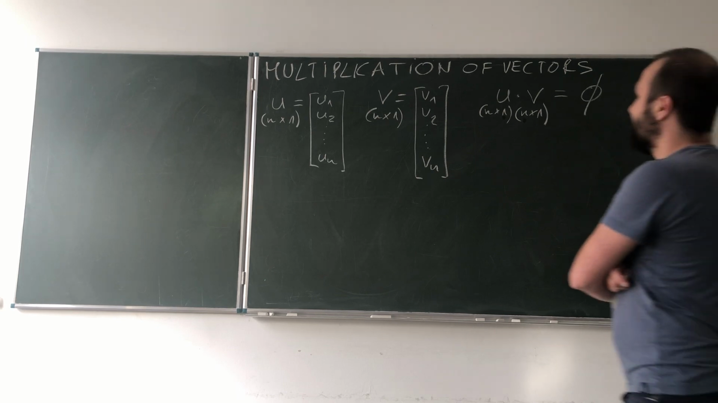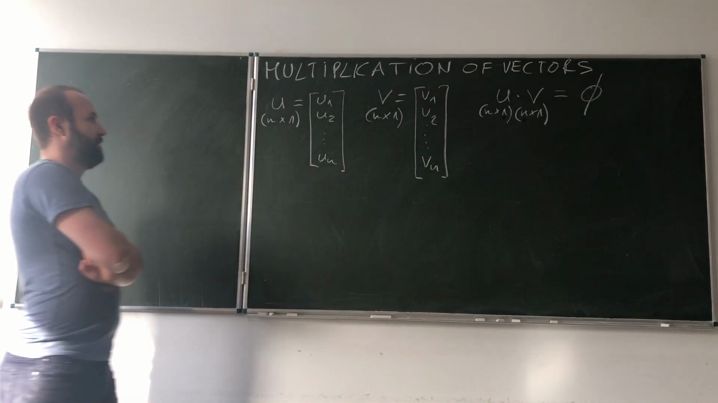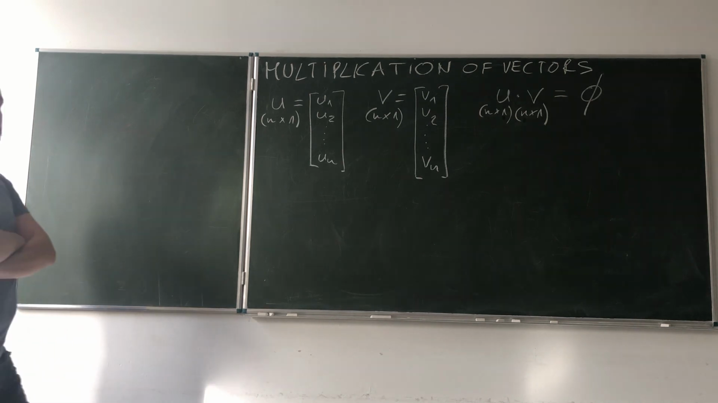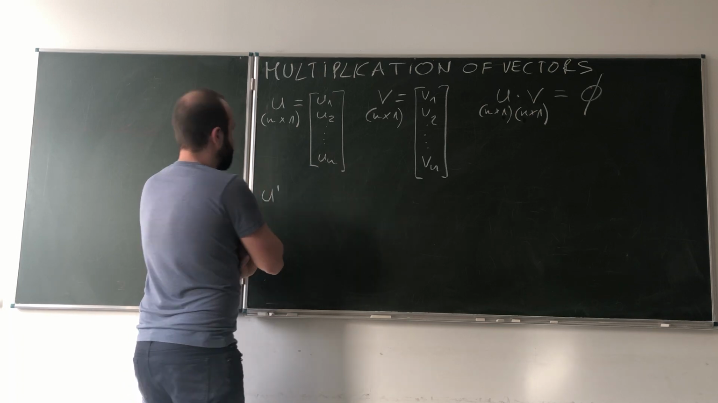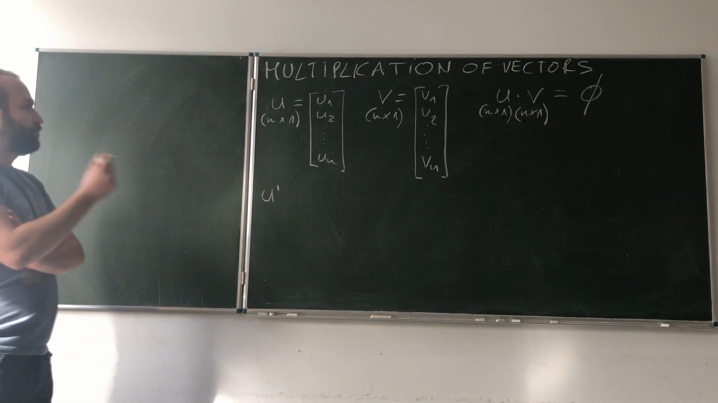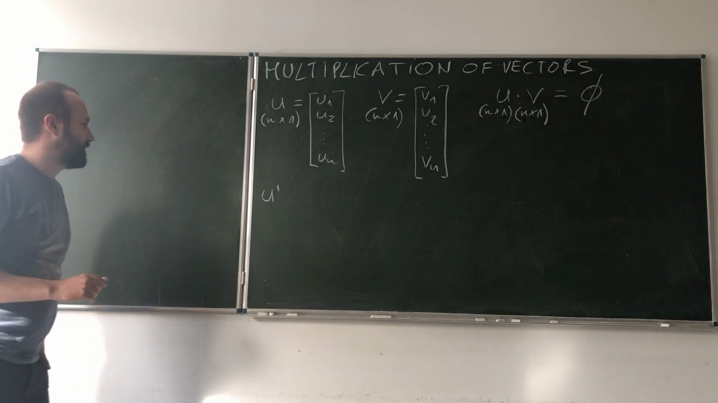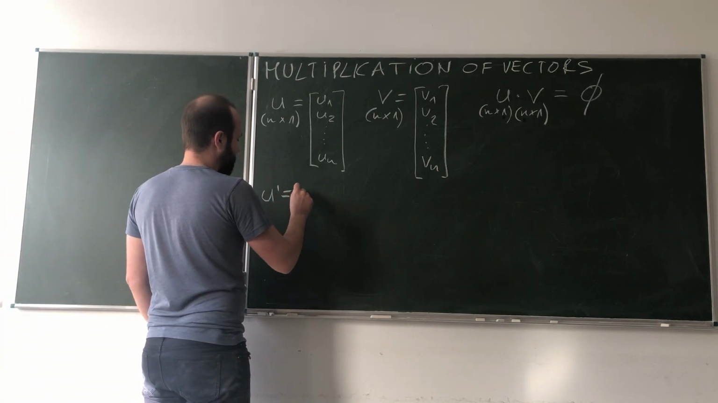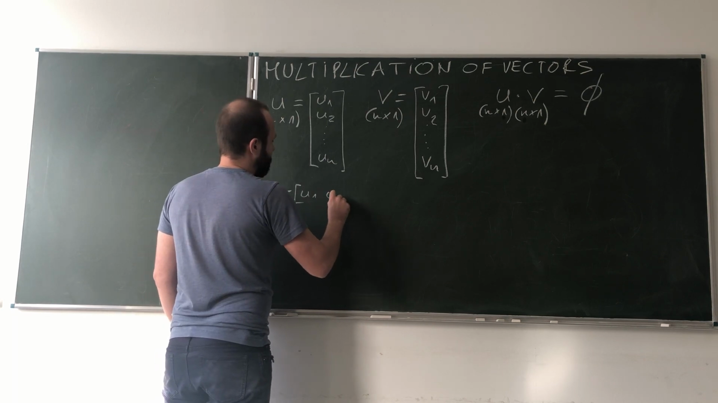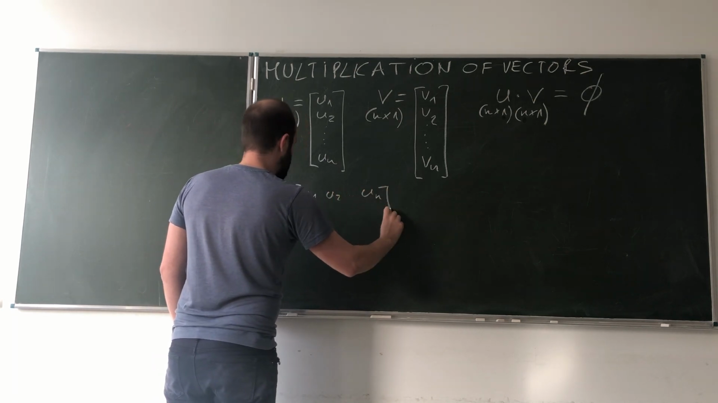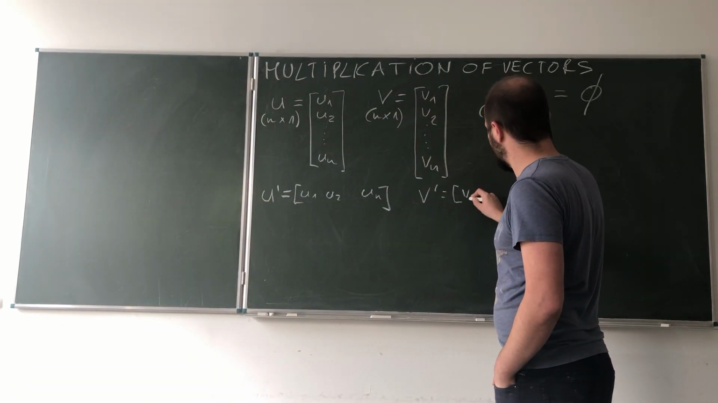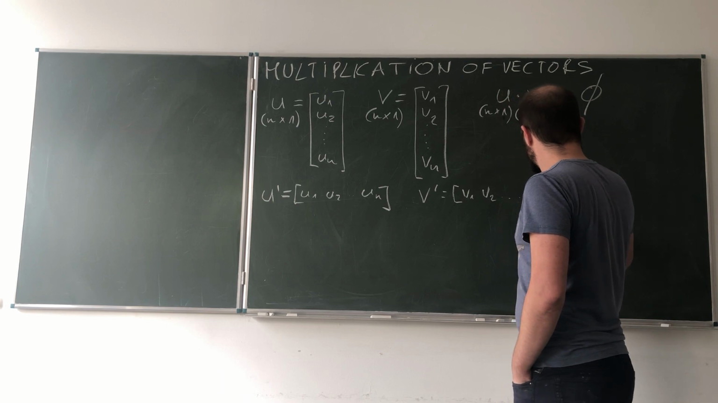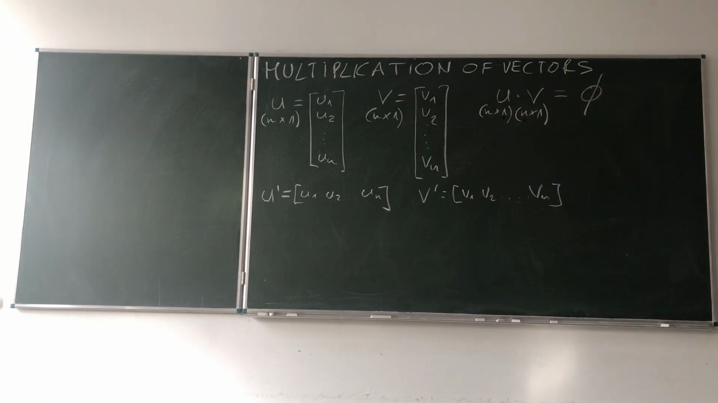Okay, so if we cannot multiply those two vectors, maybe we can multiply two row vectors. Row vectors we will denote as u prime and v prime. What this prime means I will explain later. And look, u prime vector will look like this: u1, u2 until un. Again, v prime vector will look as v1, v2 until vn. Now, can we multiply those two vectors?